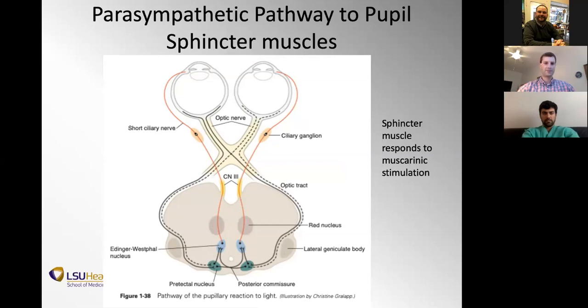So you'll see that the optic nerve, coming from one eye, you'll see the temporal optic nerve from the retina will come, and it doesn't decussate, but the nasal one does. And so those feed back to the pretectal nuclei, which then feed back to the Edinger-Westphal nucleus. And from there, you have a fiber that runs through cranial nerve 3 and will synapse in the ciliary ganglion. And then from there, the short ciliary nerve will go to the sphincter muscle. And this is a muscarinic stimulation, which is acetylcholine. And this is really the pathway for reaction to light.